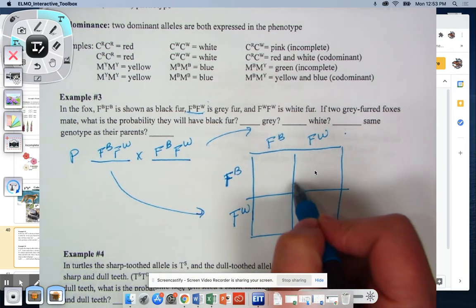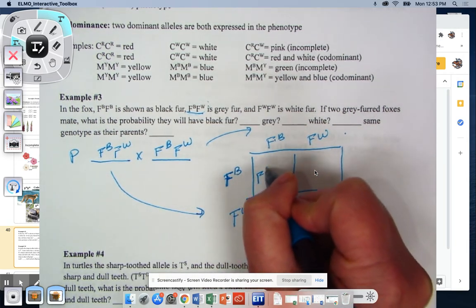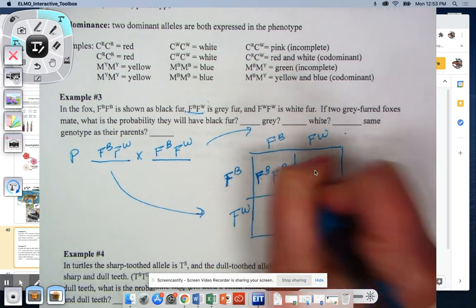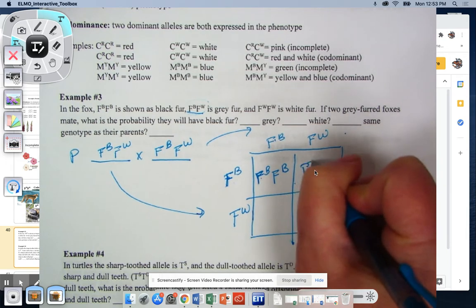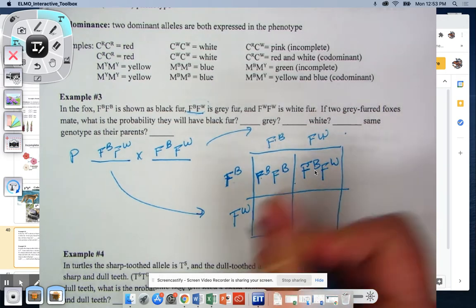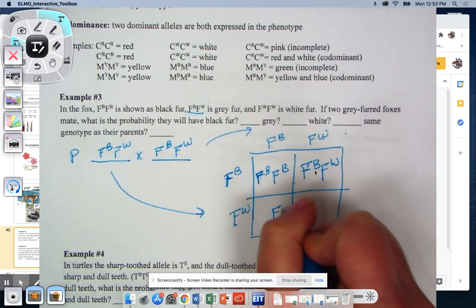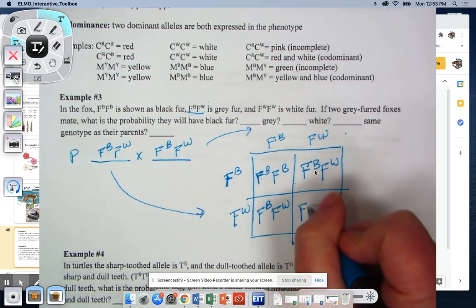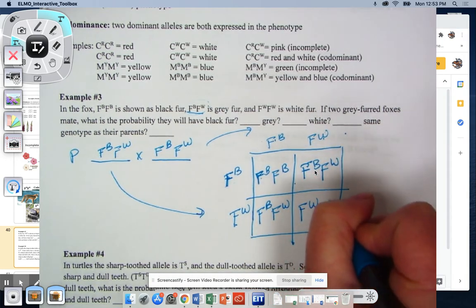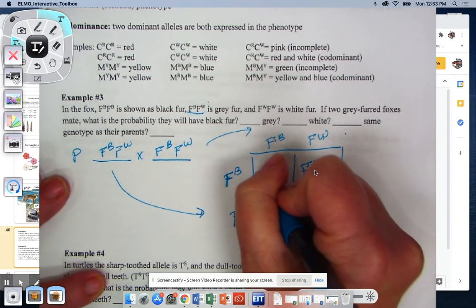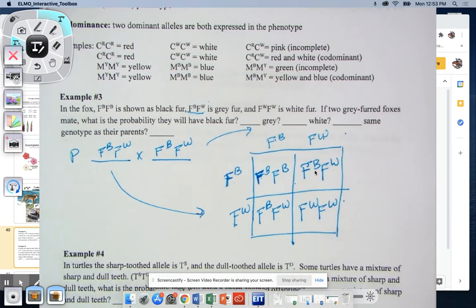So again, we're going to fill out the boxes, FB and FB, right? FB comes across, FB comes down, FB comes across, and FW comes down, FW, FB, FW, FW. So I have filled out my Punnett square.